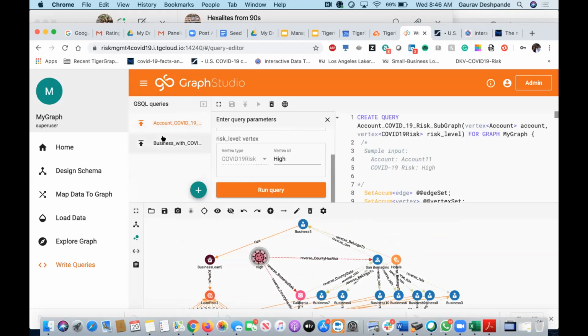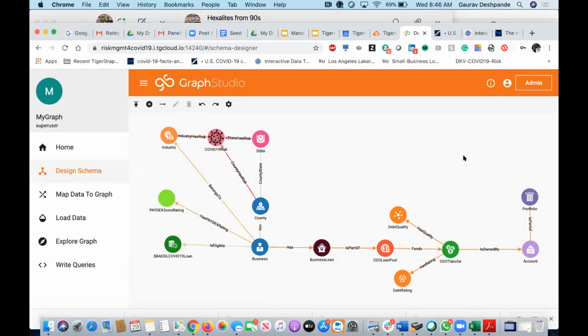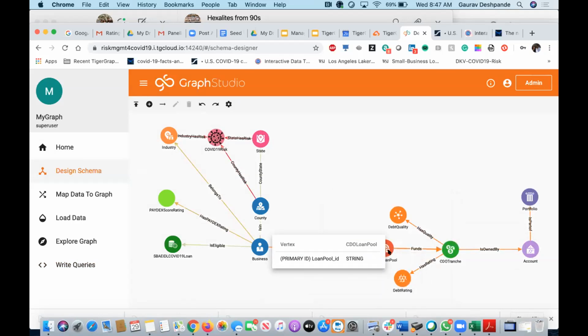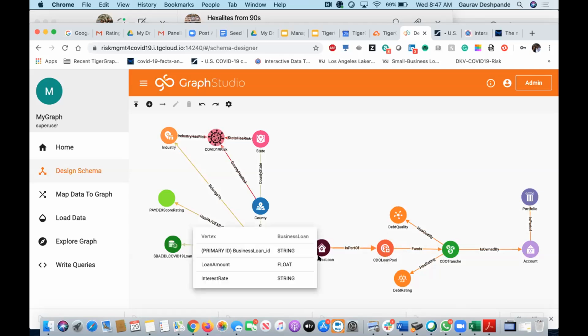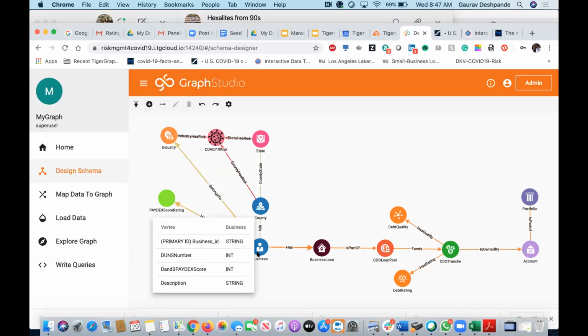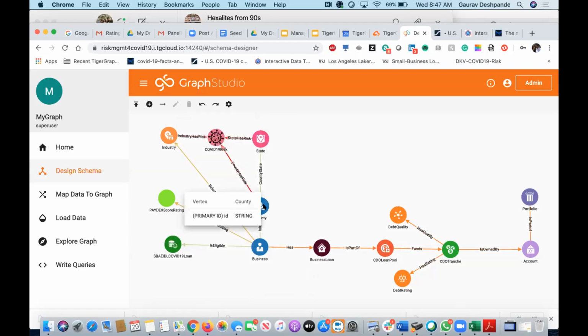But the whole idea is you can write queries like this which take a particular account. When you write this particular query, remember the number of levels or hops that you have to go through. And this is all being done in real time by TigerGraph. You're going from a particular account to individual tranches of collateralized debt within that account. Then you're going to the loan pool that the tranche is part of. Then from the loan pool, you're going to the individual business loans. From business loans, you're going to the business. From there, you're going to the industry, county, and the state, and then assessing risk across all of these, linking it back to a high risk of COVID-19 and calculating all of that in real time.